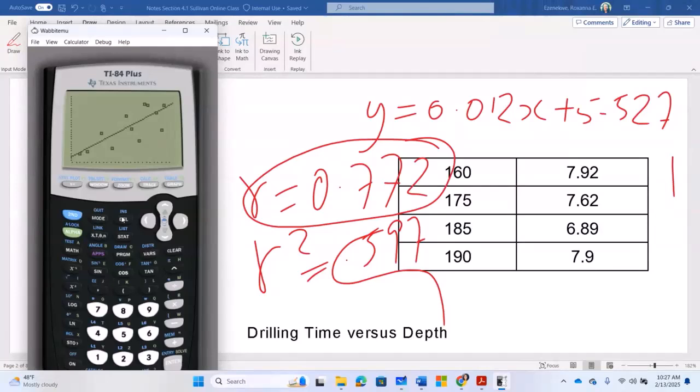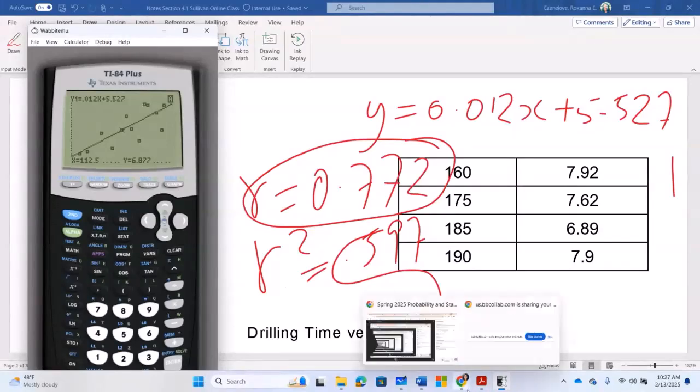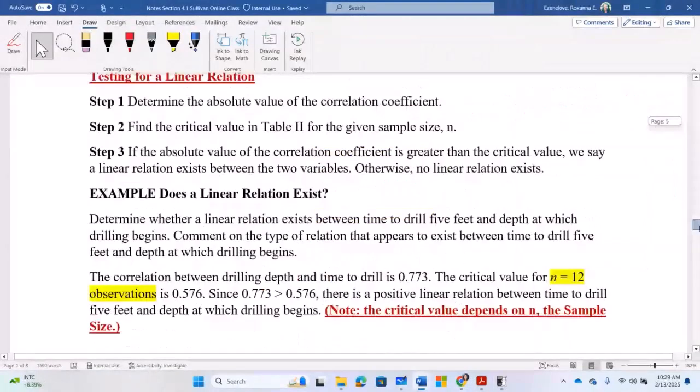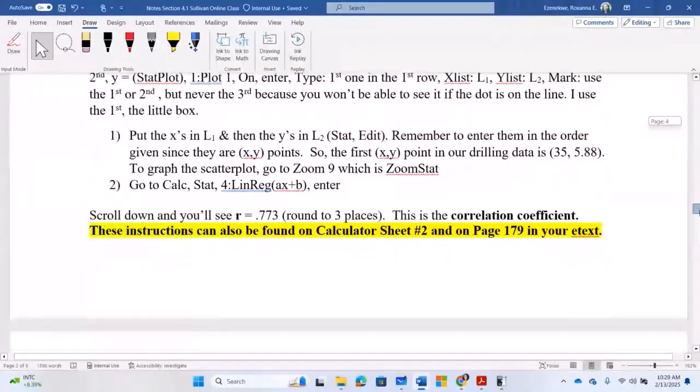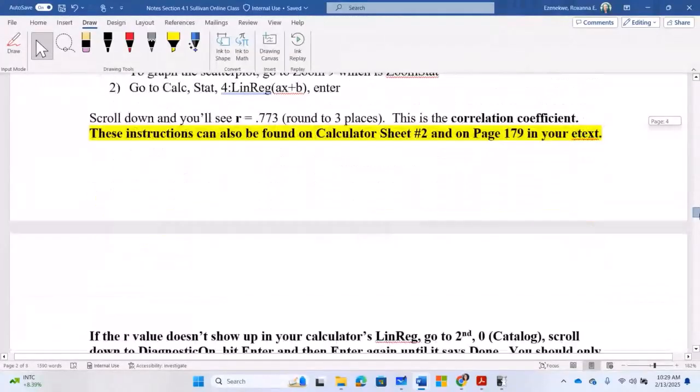So I push trace. If I push trace and arrow down, that is the equation right here, the equation I talked to you about. That is the equation. Okay, so that is example 1 on how to find the linear relation equation. So this is a linear regression analysis we just did.